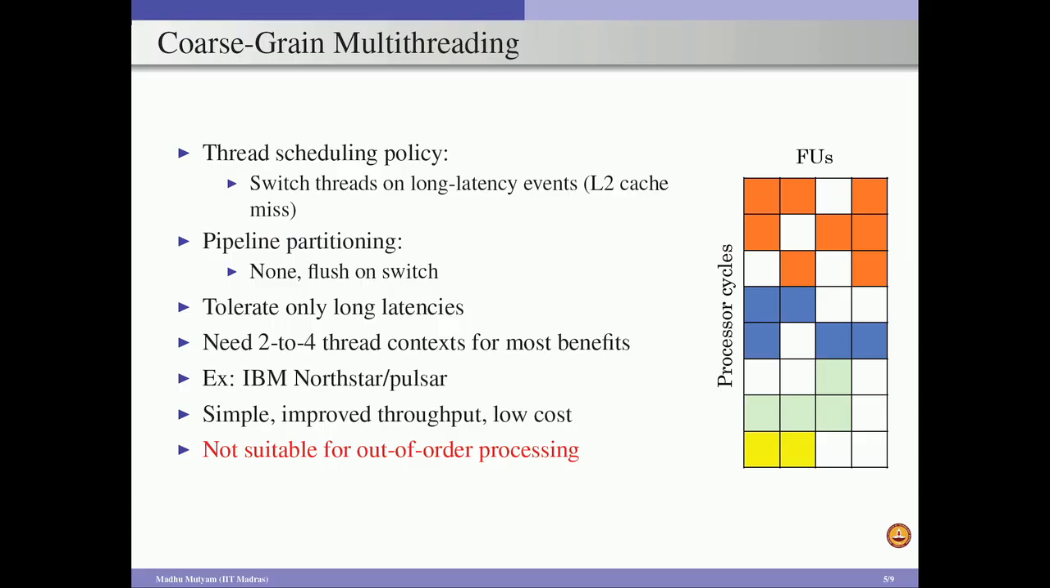So, whenever a long latency event occurs on a currently running thread, we switch out that thread and resume execution from a different thread. That means in coarse grain multi-threading, our thread scheduling policy is that we switch threads only on long latency events. Why do we consider long latency events only? Because this is also determined by our pipeline partitioning method. In coarse grain multi-threading, we consider that the pipeline will not be partitioned across multiple threads.